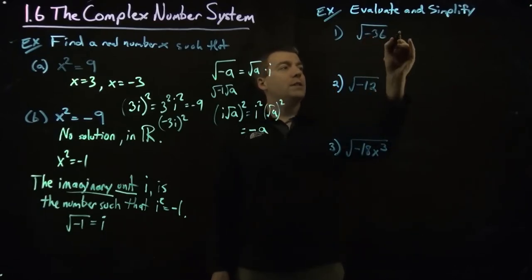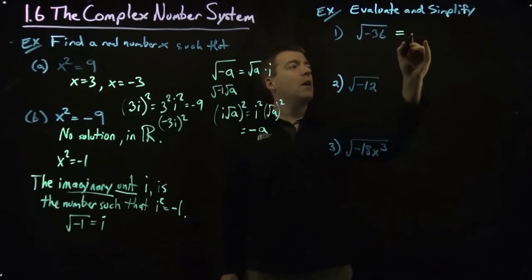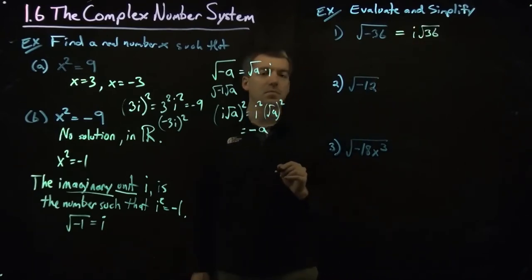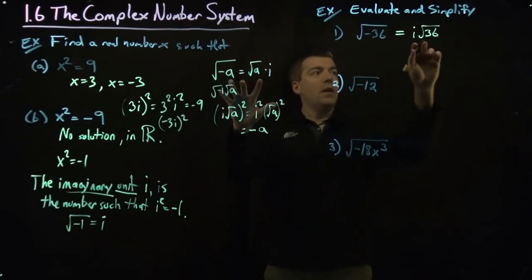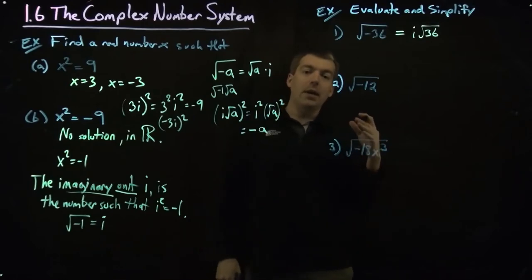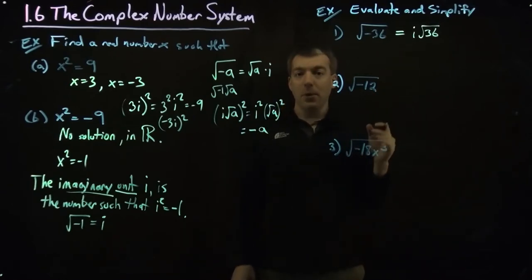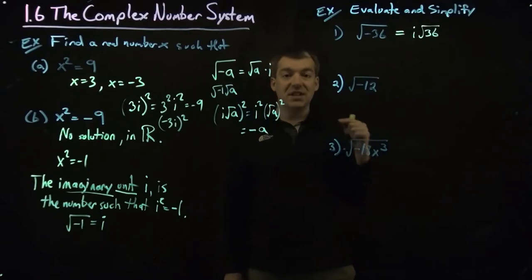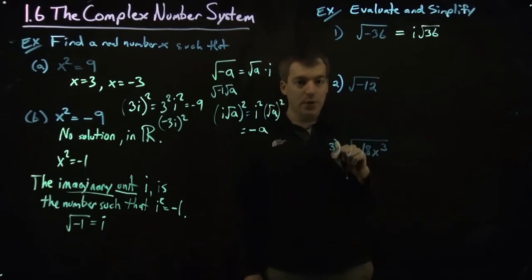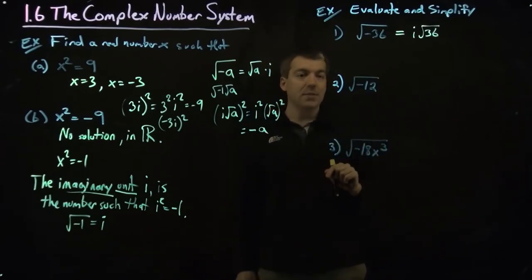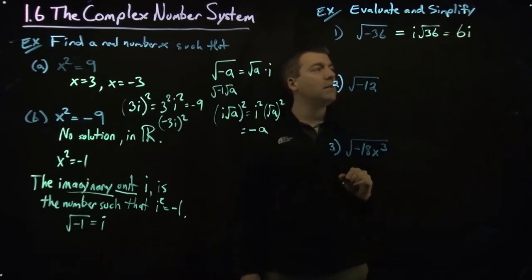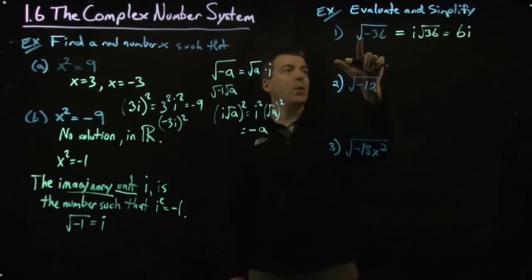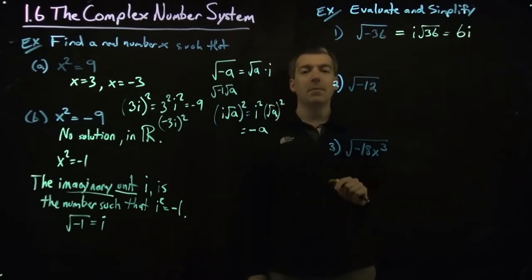So we will write this as i times the square root of 36, in the same way we have right here. Now, we'll take the square root of 36. We know that 36 is a perfect square. 36 is 6 squared, so the square root of 36 is 6. So we'll have 6i. So the square root of negative 36 is 6i.